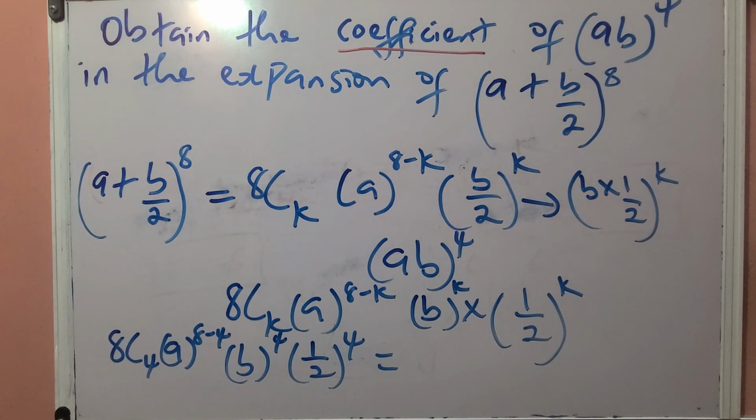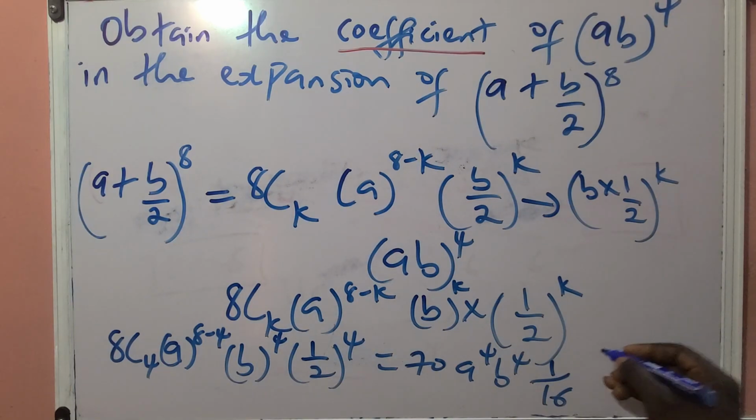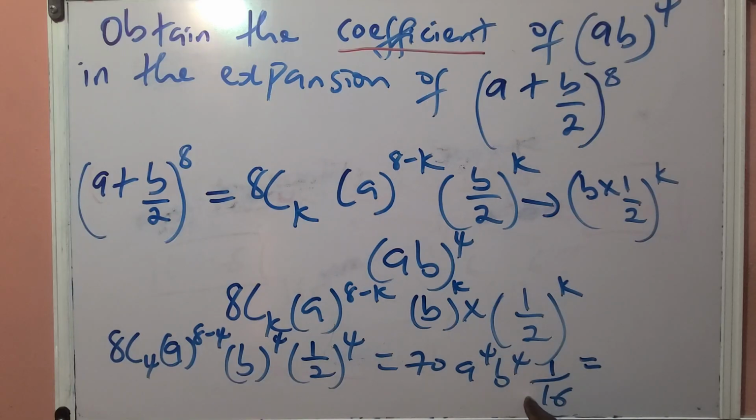Because if you do 8 combination 4, you get a value of 70. And this will be, of course, a raised to the power of 4, b raised to the power of 4. And then 1 over 2 raised to the power of 4 will give you 1 over 16. So if you go on to solve this, 70 times 1 over 16 will be 70 over 16, a raised to the power of 4, b raised to the power of 4.